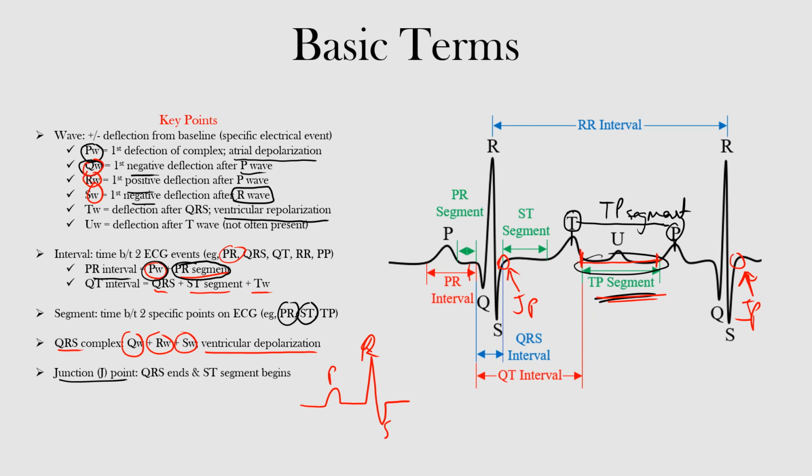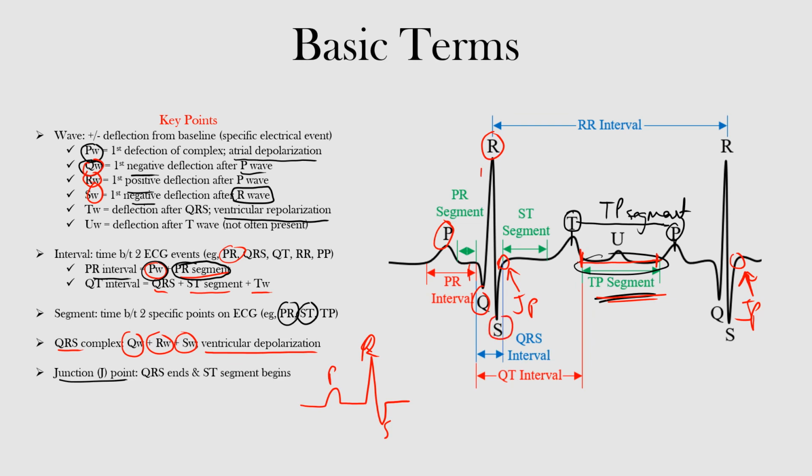All right, let's briefly review what we discussed before we end. So again, we have waves, intervals, segments, complex, and the J point. The waves that we mentioned were the P wave, which is the first positive deflection of the complex here, representing atrial depolarization. We have the Q wave that comes after, meaning the first negative deflection after that P wave. The R wave is the first positive deflection after the P wave. And then we have the S wave, which is the first negative deflection after our R wave, okay?